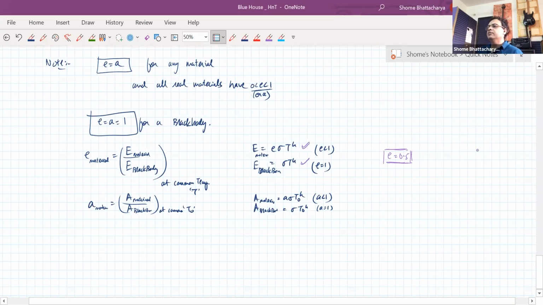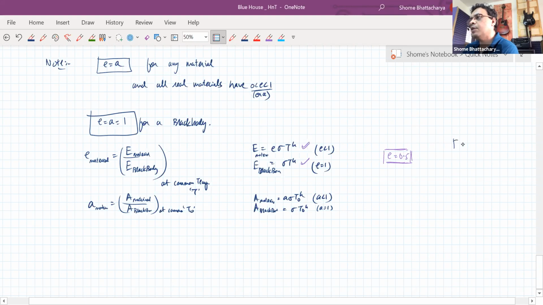Now, just like, for example, refractive index. Refractive index is a comparison of the speed of light in vacuum with respect to the speed in a given medium. So like that, this is a comparison. Sir, why are we using emissivity in the formula of emissivity? No, we are using emissivity in the formula of emissive power, beta.